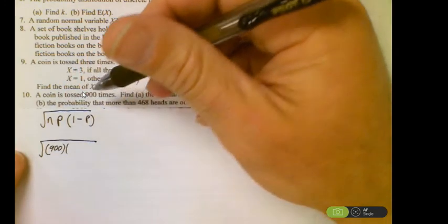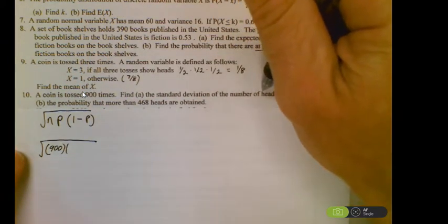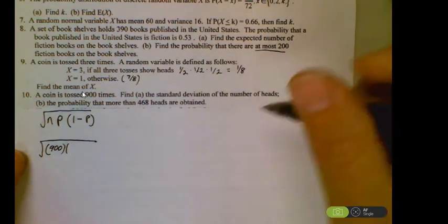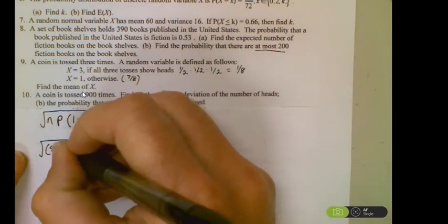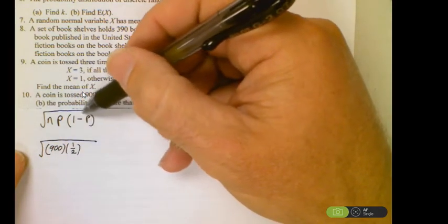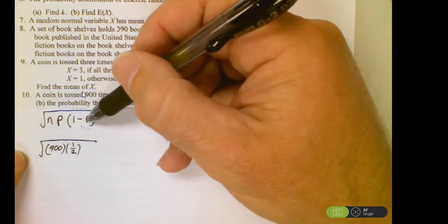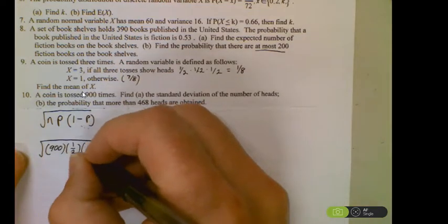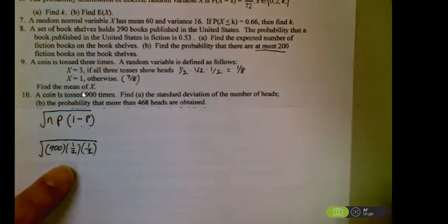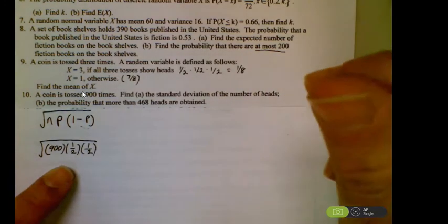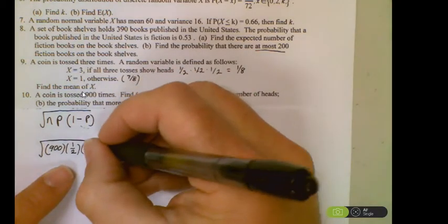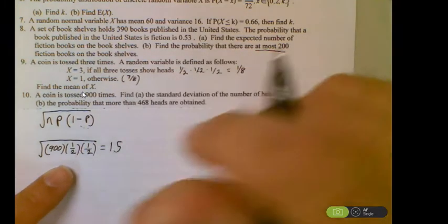This is just talking about tossing a coin. So in order for just getting heads in general, it's 50-50. So the probability of getting heads is 1/2. The probability of failure or not getting heads is 1 minus 1/2, which is still 1/2. And so that's what our setup would look like. So we can just punch that into a calculator to get standard deviation. And it looks like on that one it comes out to be 15 if we did that one right.